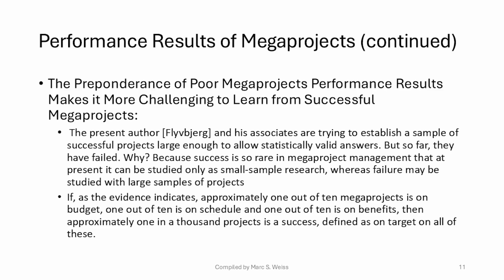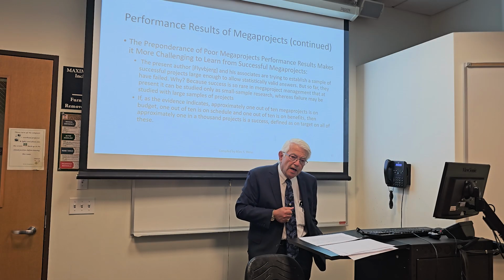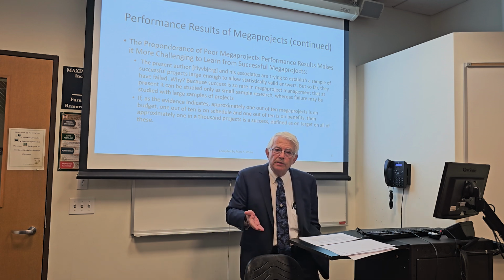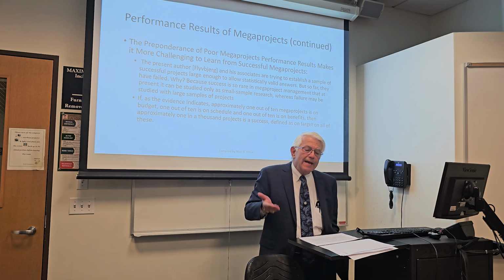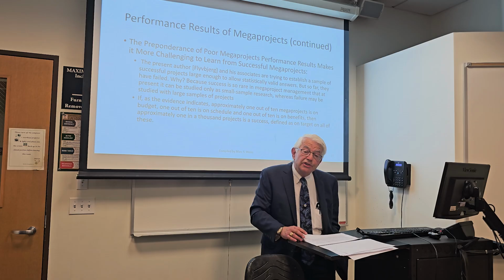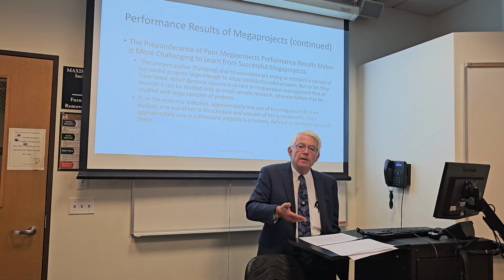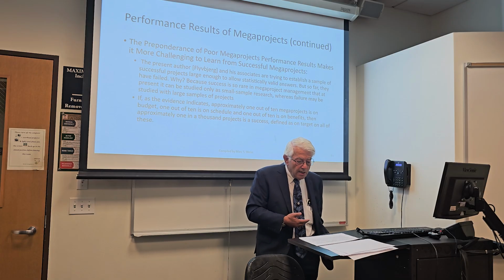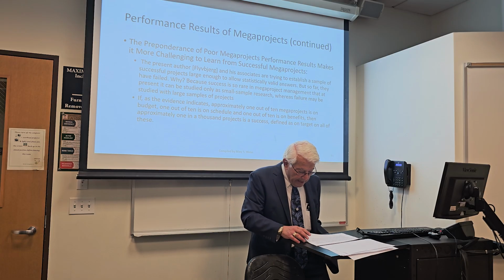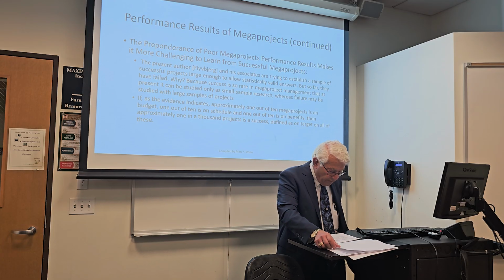What he says, if you take a look at the last bullet, approximately 1 out of 10 mega projects is on budget, 1 out of 10 is on schedule, and 1 out of 10 is on benefits after the project goes live. And so if you calculate those numbers, it means only 1 out of 1,000 projects is a success. So there's a lot of good reason to be in a course like this, because we teach techniques on how to make our mega projects more successful going forward.